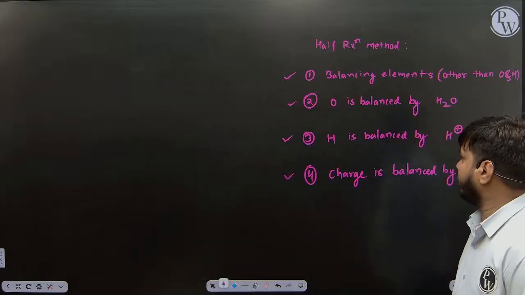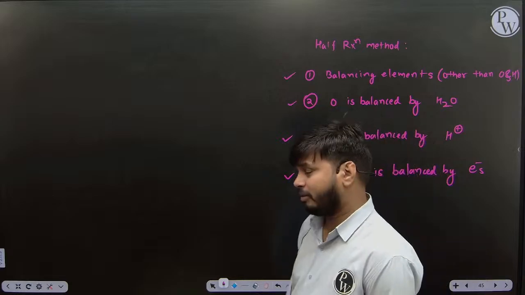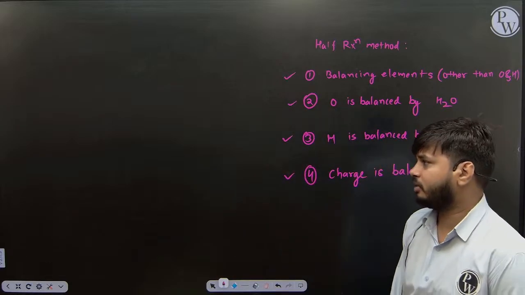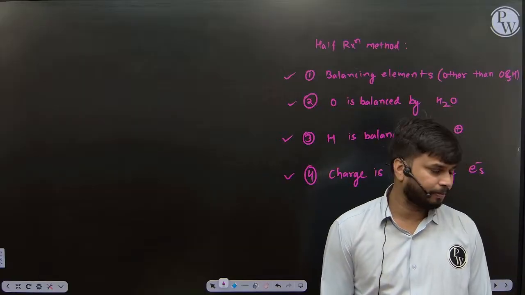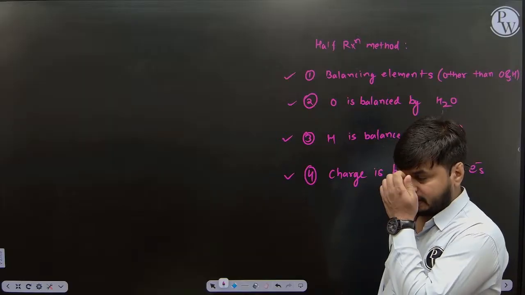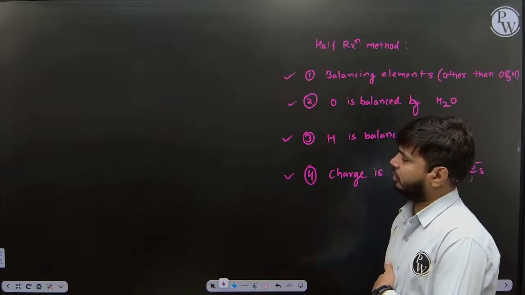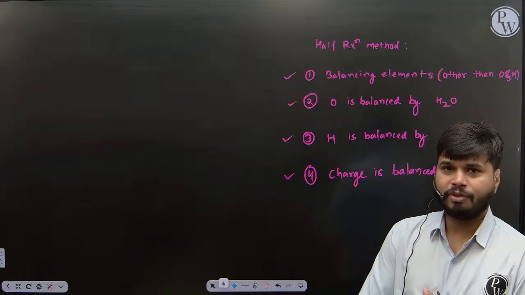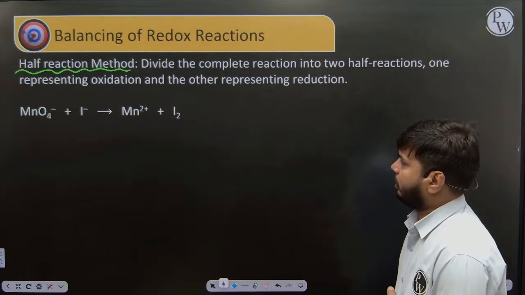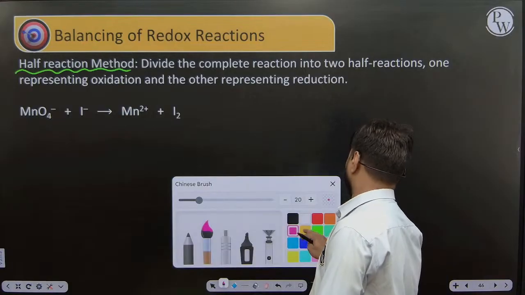So these are the four important points which we have discussed here and which we are going to use in the balancing of the upcoming reaction. In the upcoming reaction, we are going to follow these four steps. Okay, fine. So let's talk about this reaction.